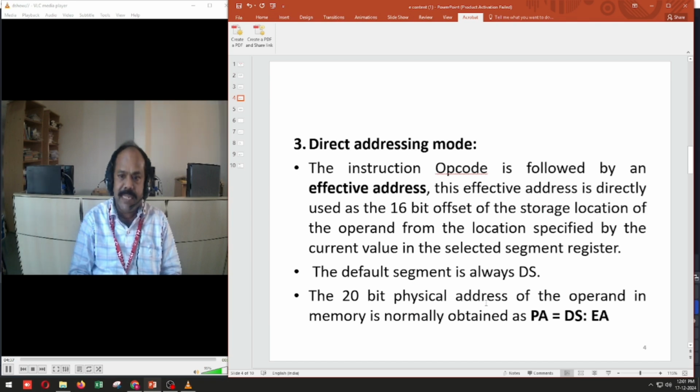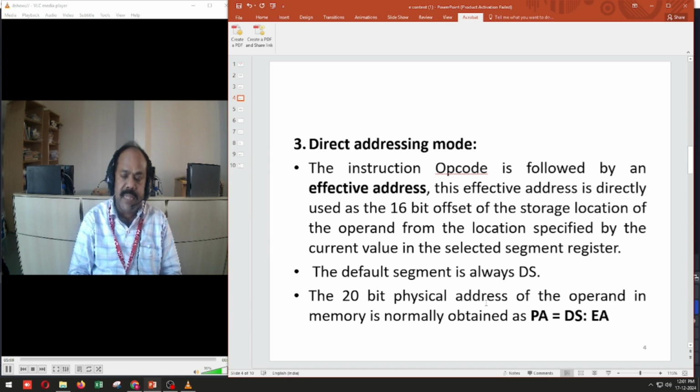So here there is a need to convert the 16-bit address into a 20-bit physical address. Actually there will be two address components. One is the segment address, that is the base address, which will be available in any one of the segment registers: code segment, data segment, stack segment or extra segment register. And another address component is the offset address or effective address, which will be available in the instruction pointer.